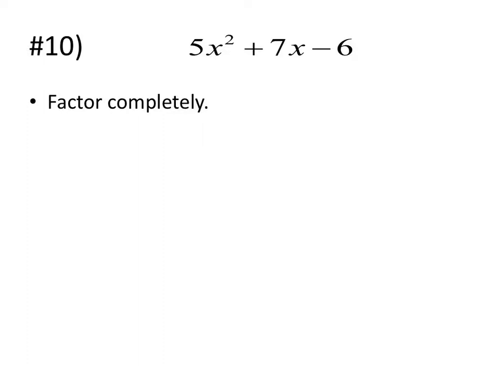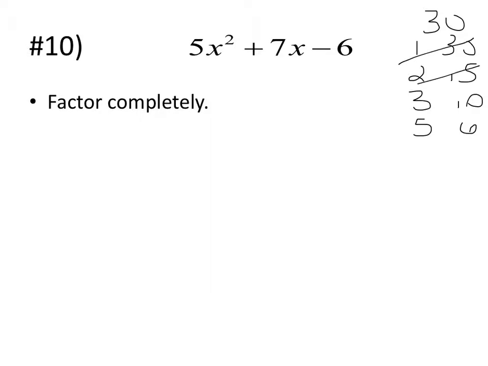Okay. GCF, 5, 7, and 6 don't have anything in common I can pull out. So I multiply your first by your last. So 5 and 6 gives me 30. List your factors of 30. 1 and 30, 2 and 15, 3 and 10, and 5 and 6. So what's going to give me that 7 that I need? Not 1 and 30, not 2 and 15. 3 and 10 could give me 7, so let's try that.